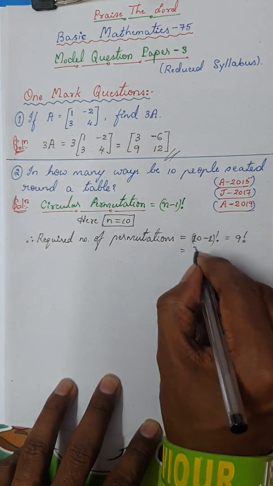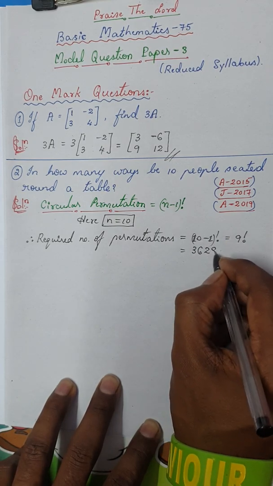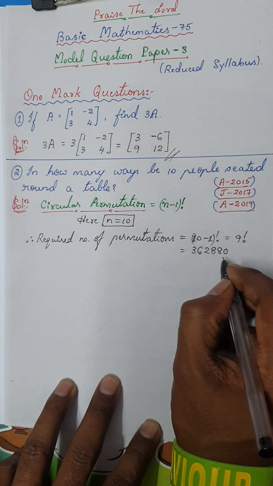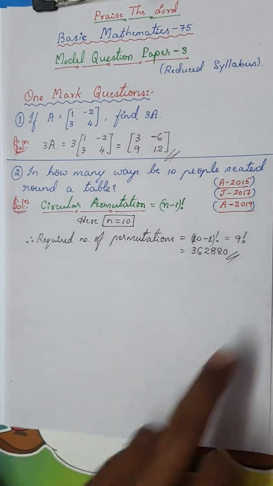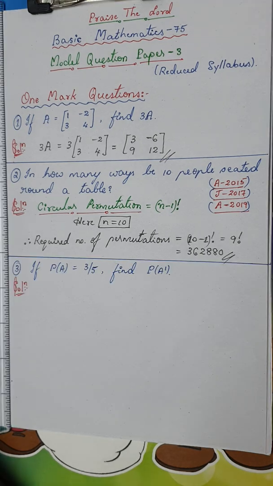If you use your calculator, the value would be 362,880. Even if you write 9 factorial, that would be sufficient to get 1 mark. Such a simple question. Don't forget to answer it if they ask you in the examination.